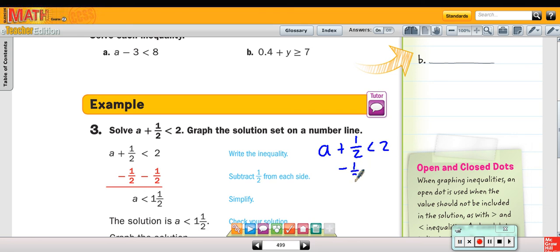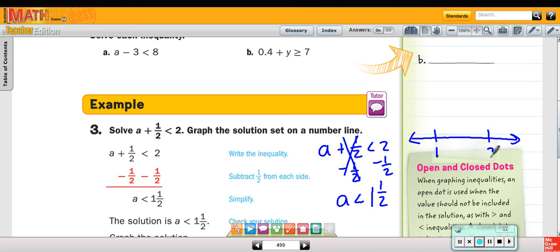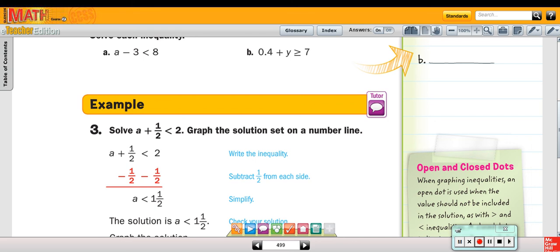So I'm going to subtract 1/2 from both sides. So A is still less than 2 minus 1/2, which would give me 1 and 1/2. If I graph that, I could probably just do 1 and 2 here. And 1/2 would be right here. So that would be my 1 1/2, which it's less than, so it's going to be an open dot and going to all the values that are less than 1 1/2. Okay?